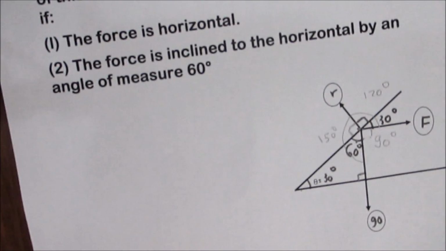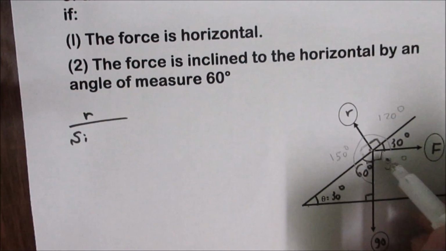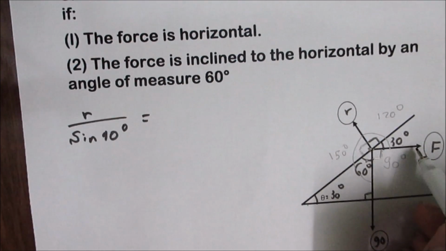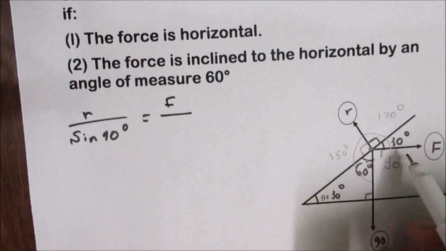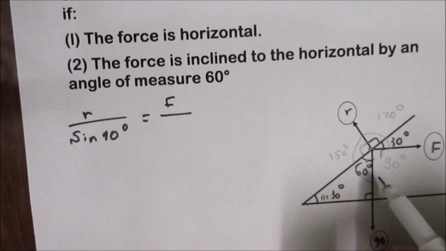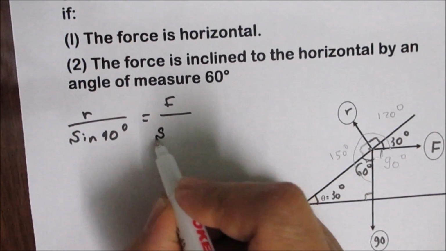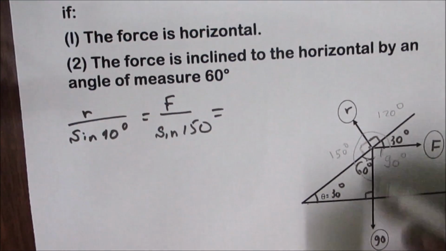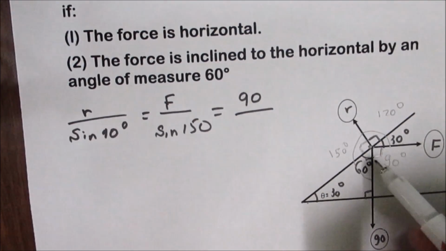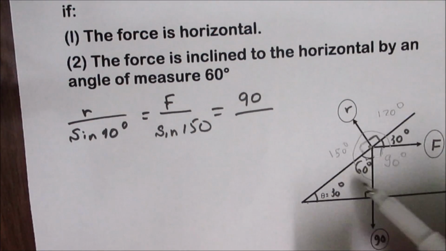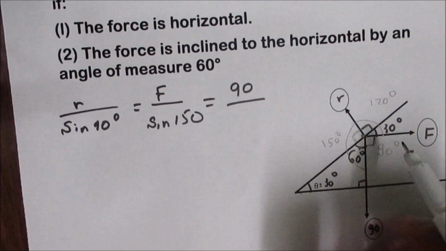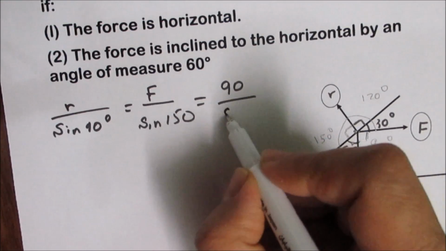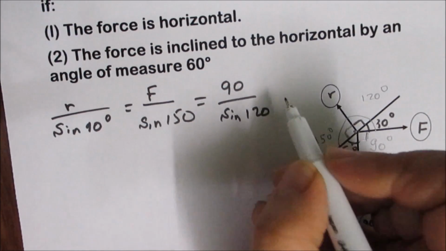Applying Lami's rule, the reaction R over sine of the angle between the other two forces, which is 90 degrees, so sine 90, equals the horizontal force F over sine of the angle between the other two forces, which is 150, so F over sine 150. This equals the weight 90 over sine of the angle between the reaction of the plane and the force, which is 120, so 90 over sine 120.